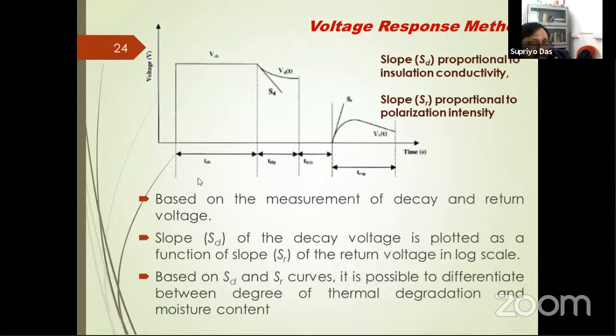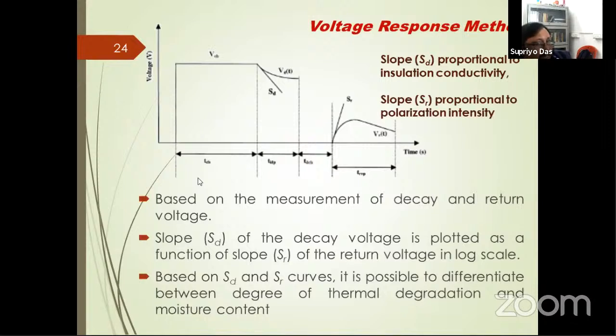Voltage response method, that is the fourth one. In this case, we actually measure two slopes. One is the slope related to the recovery voltage, the return voltage, and another is the slope due to internal decay of the voltage.